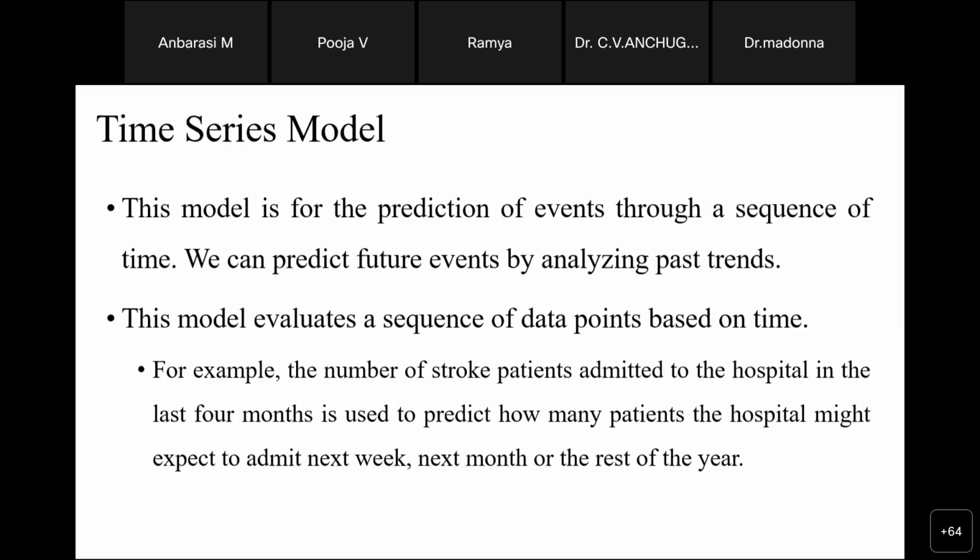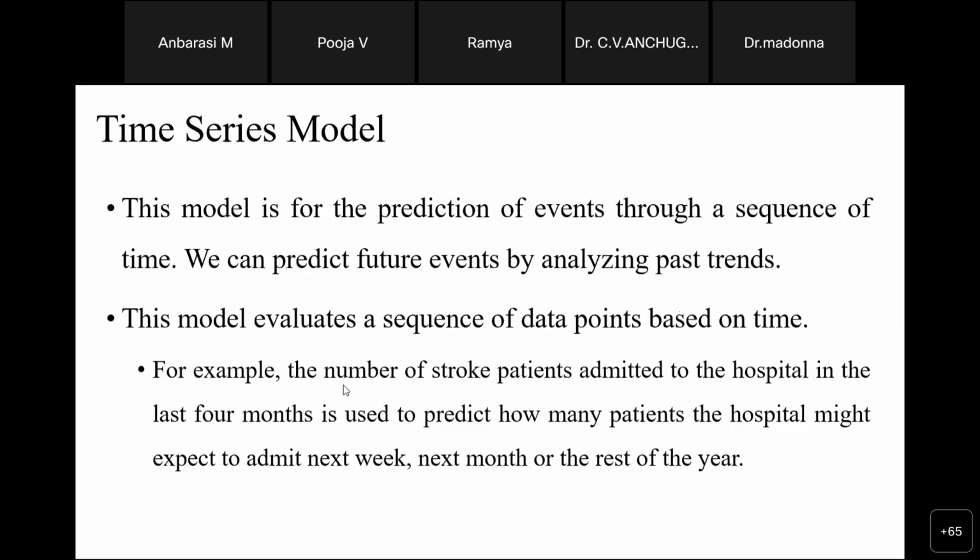So these are all the examples we have for outlier detection. And then the next model is the time series model. This model is for predicting future events based on past historical data. For that purpose we go for time series analysis. This model analyzes the data set based on the historical data, and we can predict the future events.